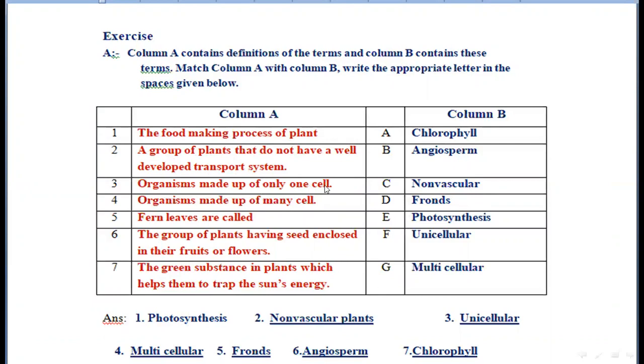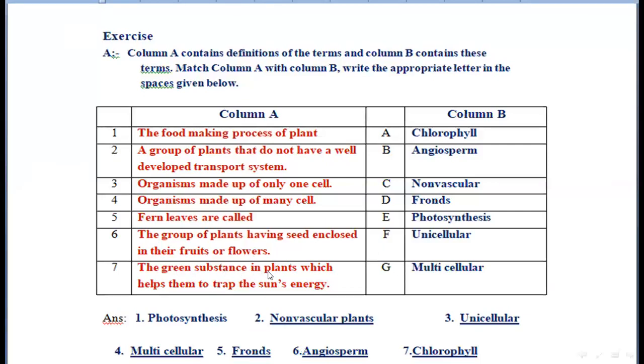Organisms made up of only one cell are called unicellular. Organisms made up of many cells are called multicellular. Fern leaves are called fronds. The group of plants having seeds enclosed in their fruits or flowers is called angiosperm.